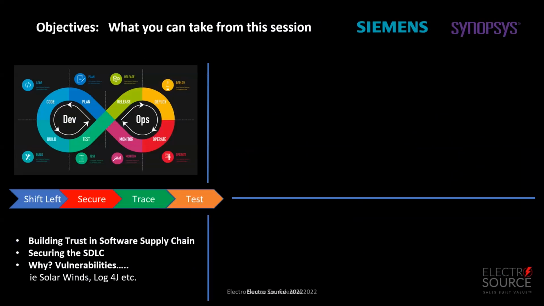So let's start with what you can take from today's session. Building trust in the supply chain starts with securing the software development lifecycle. By designing security earlier in the process, or shifting left, securing your code, providing traceability to design assets, and testing your software are all part of the DevSecOps process. We call this methodology shift left, secure, trace, and test.